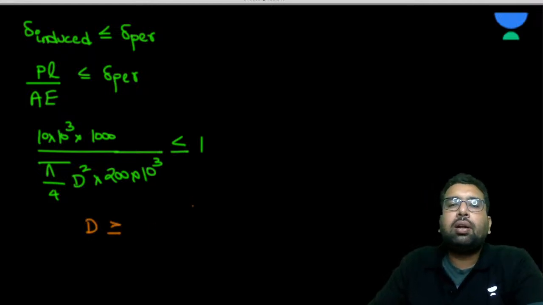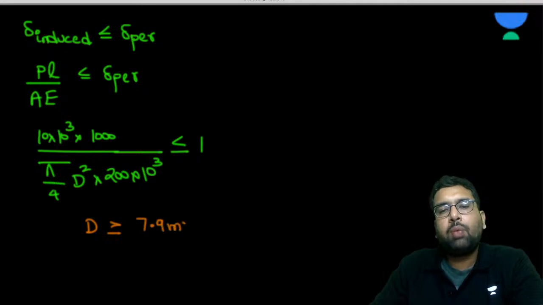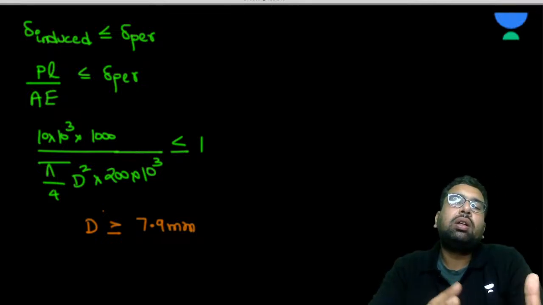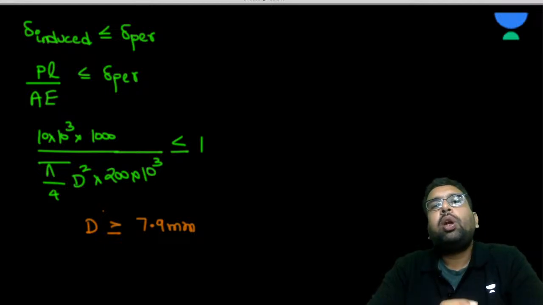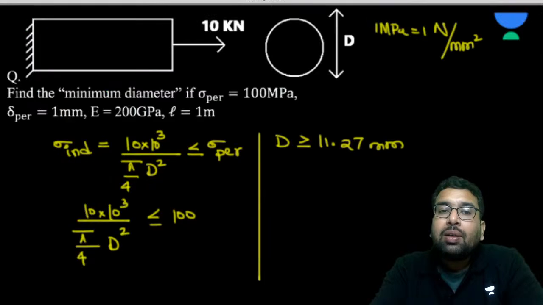So D will become greater than or equal to, when you calculate from it, you are getting D greater than or equal to 7.9 mm. From this condition, you are getting that you must have the diameter of this body more than or equal to 7.9 mm, right? And what is asked in the question, sir? Minimum diameter. So what shall be the final answer?